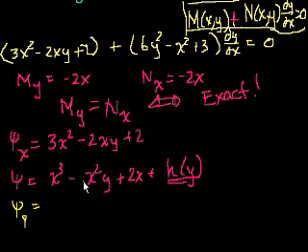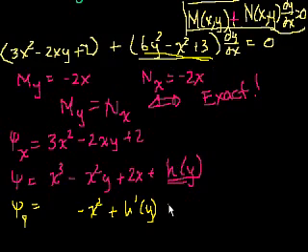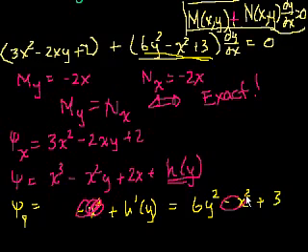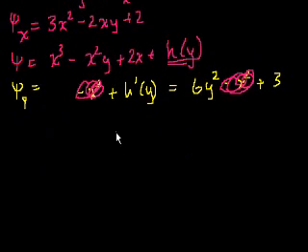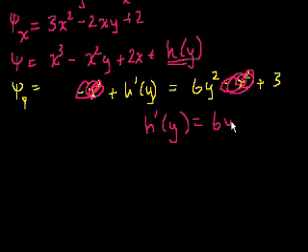So the partial of xi with respect to y, this is 0, this is minus x squared, this is 0, plus h prime of y is going to be equal to what? That's going to be equal to our N of x, y. So that's going to be equal to 6y squared minus x squared plus 3. Can add x squared to both sides to get rid of this and this. And then we're left with h prime of y is equal to 6y squared plus 3.